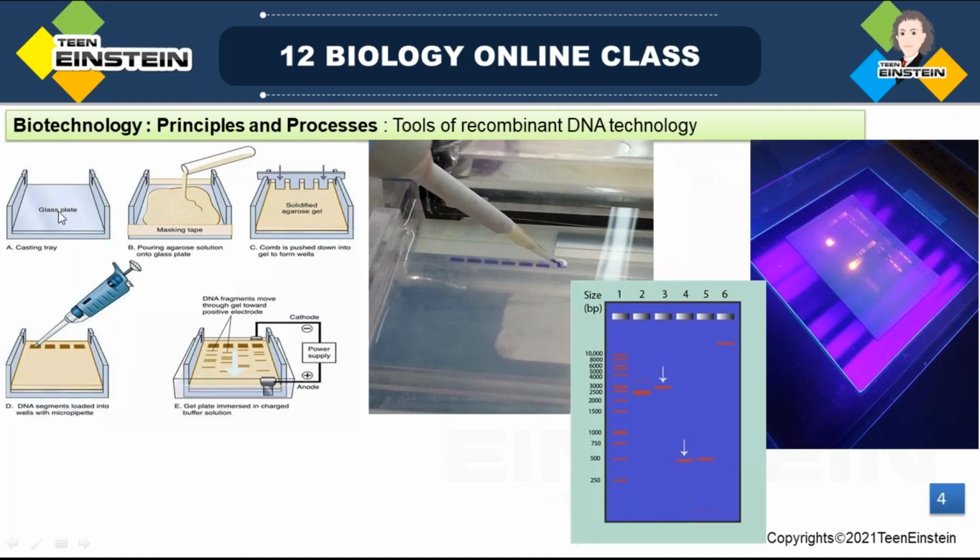Now, next, you have to note down, this is not there in your textbook. In the first picture, you can see a tray. That is the casting tray. This casting tray is a temperature resistant, heat resistant material. We are going to pour a little hot solution on this plate, but it is not going to damage the tray. In this casting tray, we are going to pour that agarose gel.